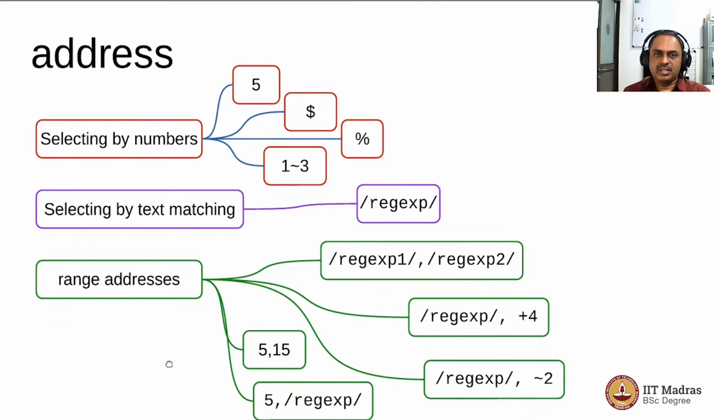Now the address specification can be given in many ways. You could select the lines by numbers. For example, if you put 5, it means the 5th line alone will be chosen for the rest of the processing. If you put a $, it means the last line, and if you have a percentage symbol, it means all the lines will be matched. And if you give a tilde, then it means that every third line starting from the first line is going to be processed if you have given 1~3.